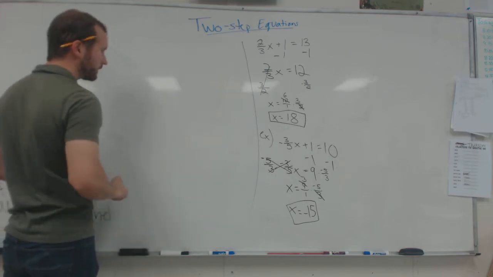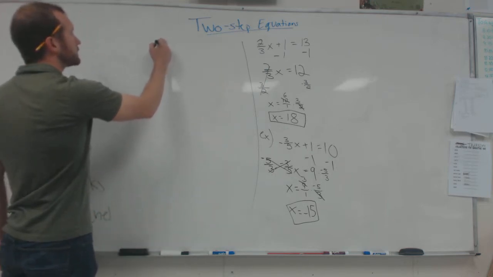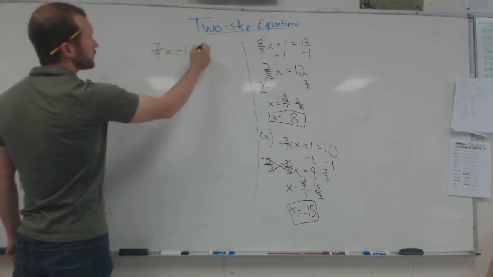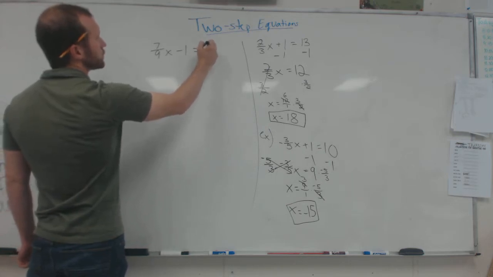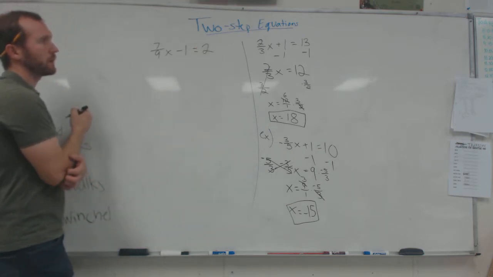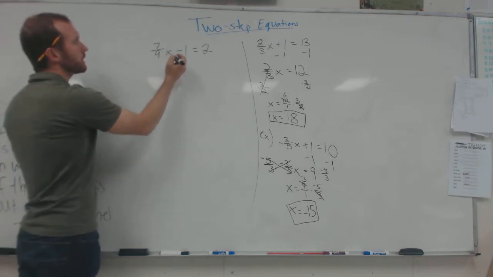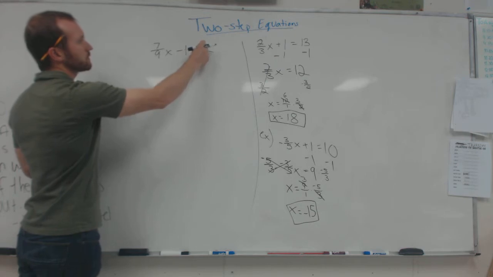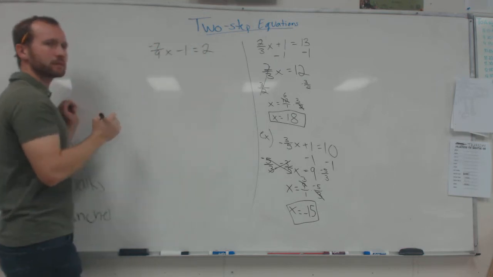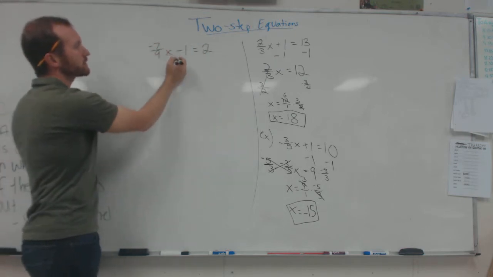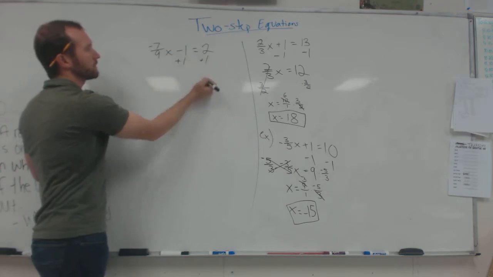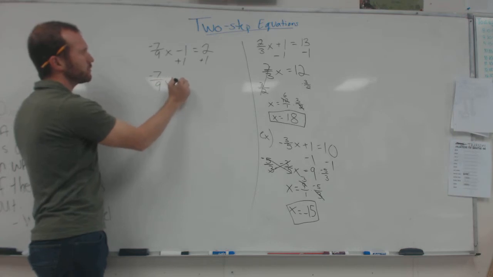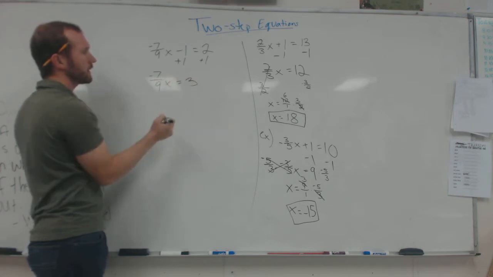What if I had 7/9 x minus 1 equals 2? Let's solve this. Actually, let's make it negative 2. No, you add negative 7/9. Okay, put some more negatives. First we add 1. Negative 7/9 x equals 3.